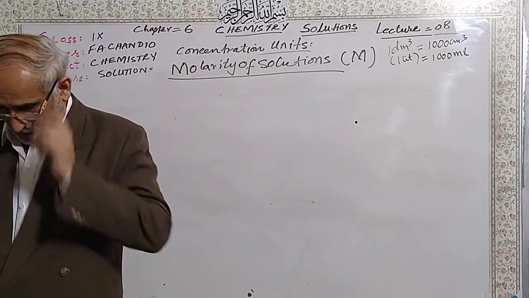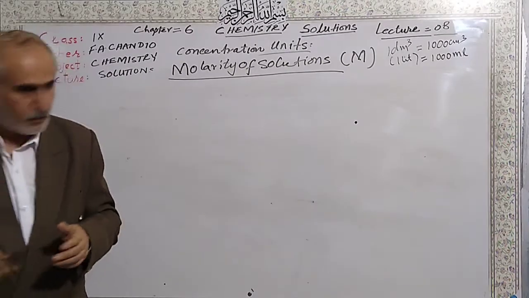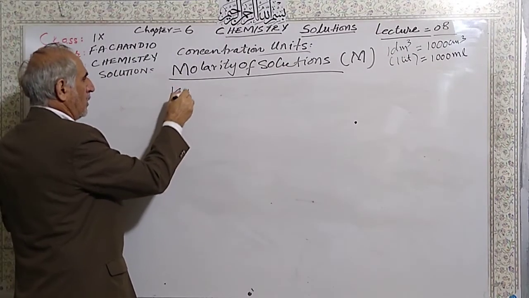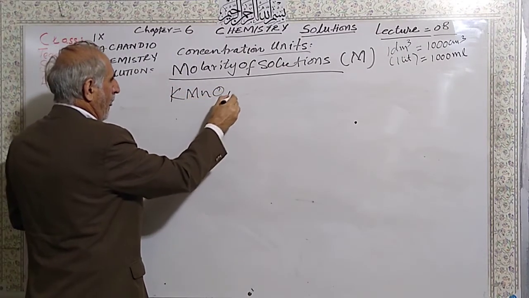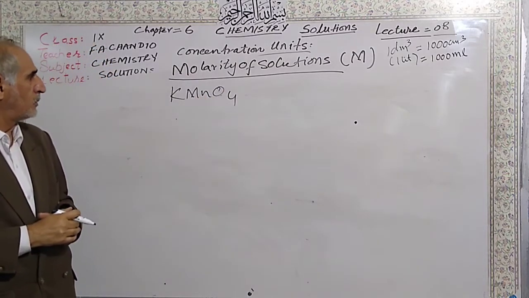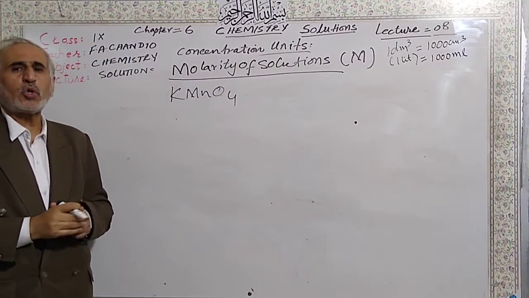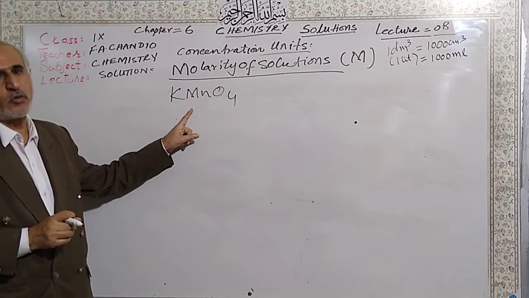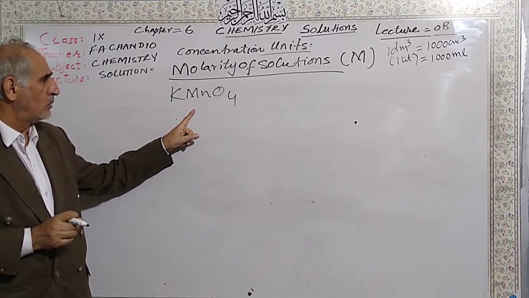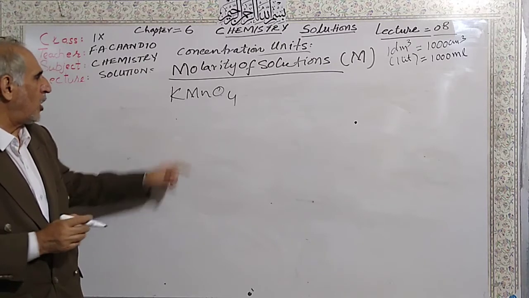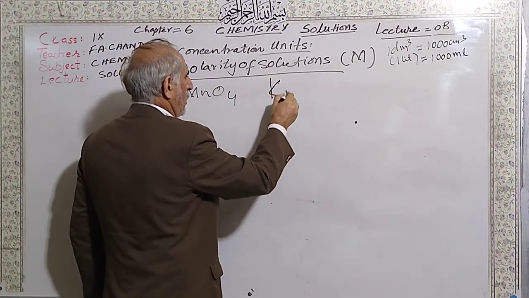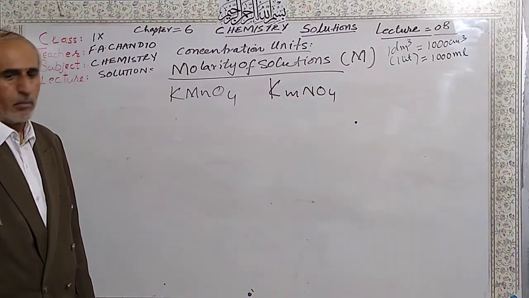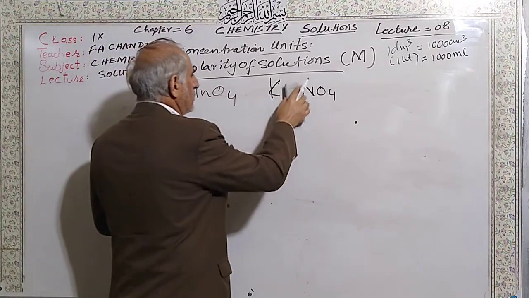Here is potassium permanganate. Most of the students, not all, make mistakes writing this formula. How do they write it? Like this one. They may write it in this form. Yes, sir.